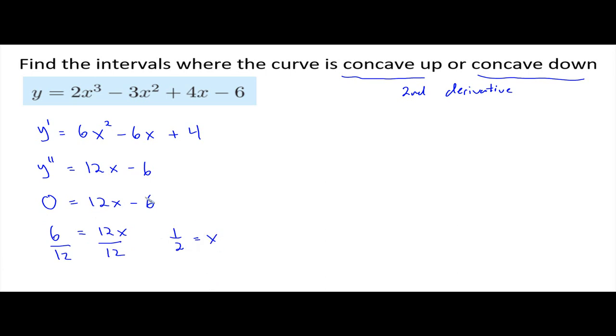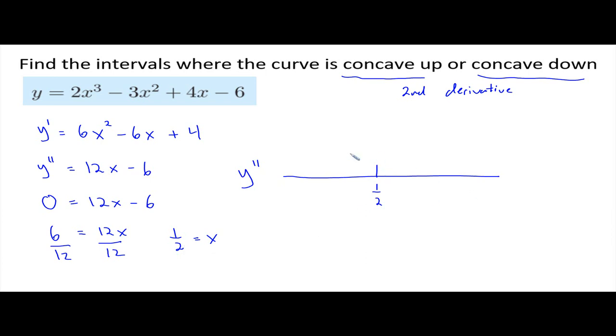Once you find this x value, what you want to do next is make a sign diagram for the second derivative. Actually, let me put y double prime here since we're using the y value. For the second derivative, and then we have 1/2. This value 1/2 is the x value where the second derivative equals 0.